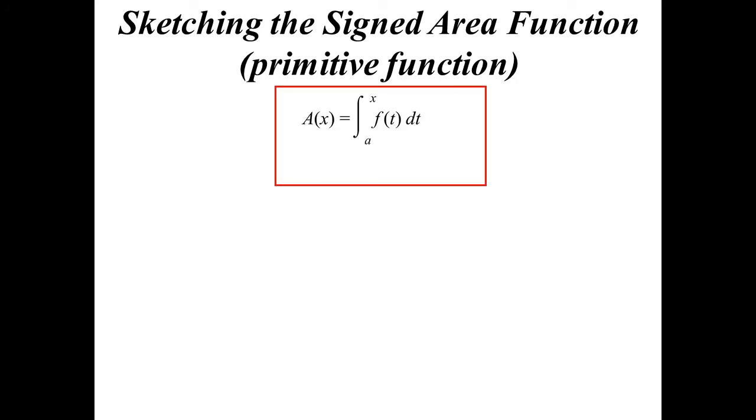Sketching the signed area function. Okay? Sketching the signed area function. So in other words, the primitive functions, basically. So the area function is the integral from a to x of f(t) dt. That's the area function. And we know that's going to be F(x), where F is the primitive, minus F(a). Remember, that's why we started this whole idea of integration.